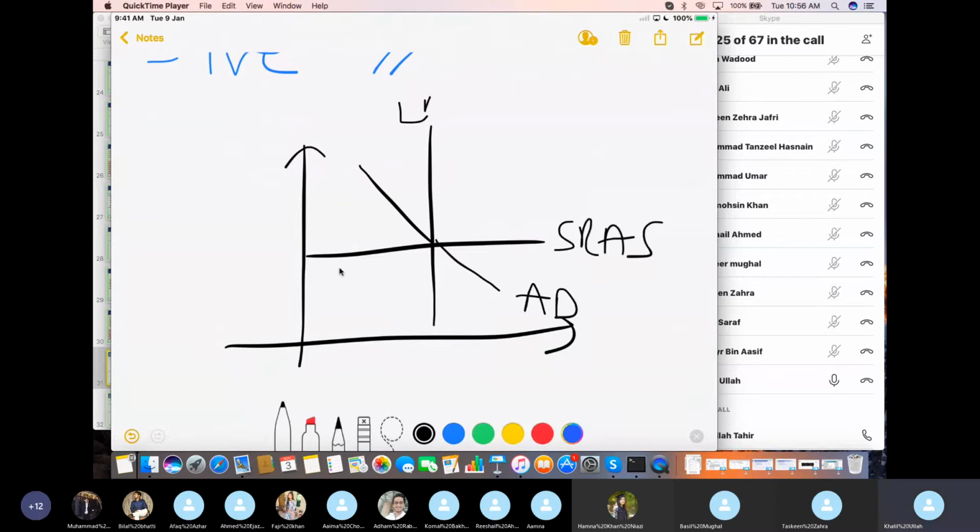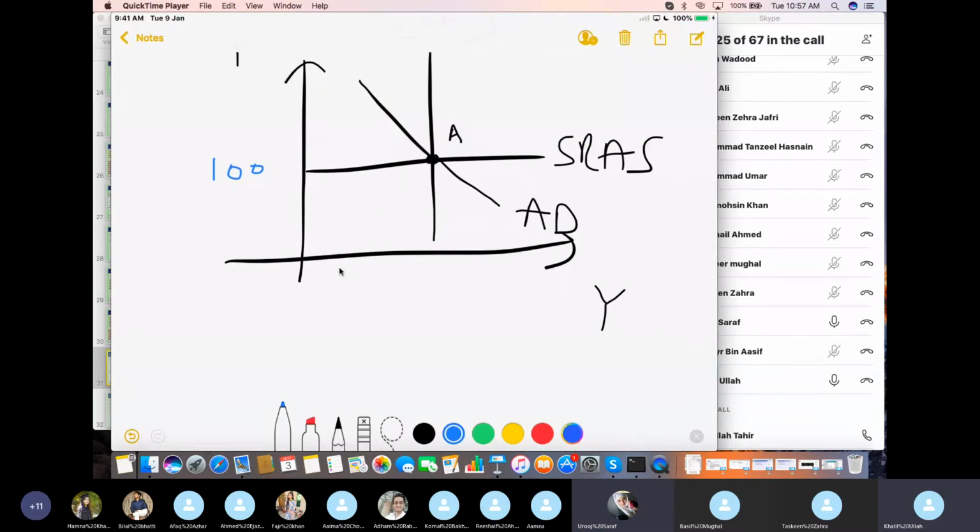You need to be able to make this diagram, the one that I'm making over here, for the exam. Even without reading the question, if it's an AS-AD related question that comes in the exam, you need to make this first. You need to show that the economy is at equilibrium point A. At equilibrium point A, the price level is assumed to be constant at, let's say, 100. The economy is running at full potential, which is Y bar, and unemployment is at its natural rate, let's call it 4%.